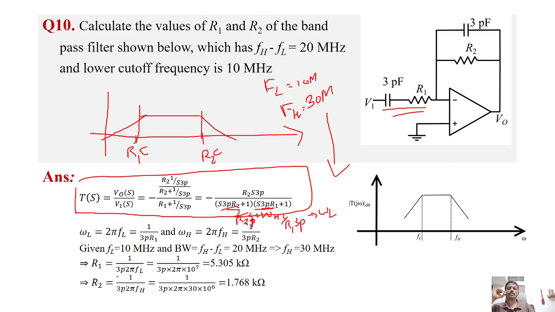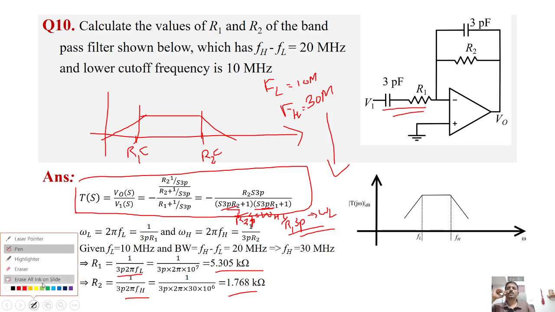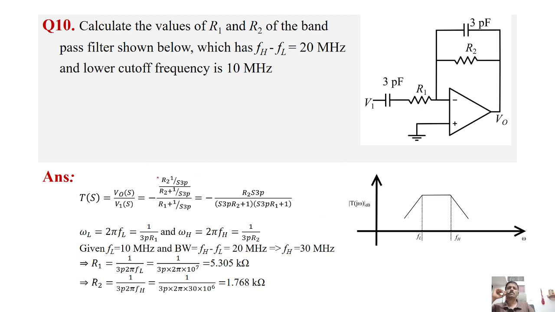On substituting, we get R1 equal to 5.3 kilo-ohms and R2 as 1.768 kilo-ohms. So we have just substituted FL and FH in these equations and found the values of R1 and R2. I will briefly recap what I have done. The question is to find the values of R1 and R2 such that the bandwidth of this bandpass filter is 20 megahertz and the lower cutoff frequency is 10 megahertz. So FH is 30 megahertz, and we need to find R1 and R2.